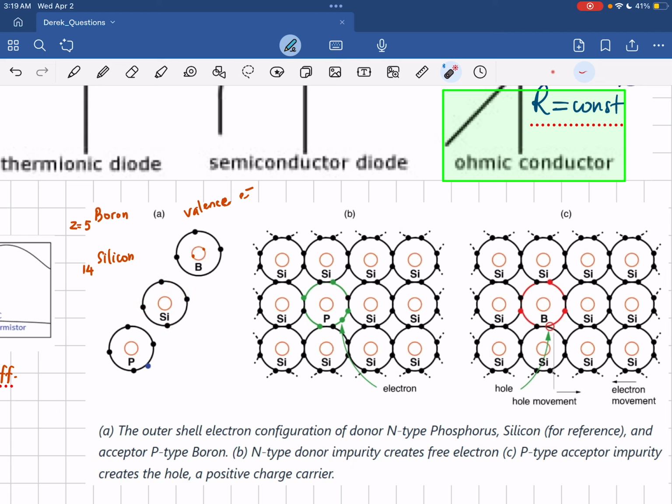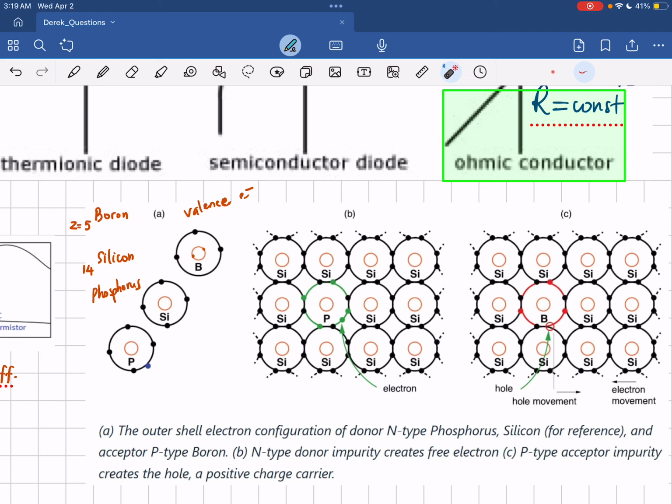And then the last one we need to care about here is phosphorus. Then we have the element P. This is just the inner core, and then outside here, the valence electrons, there are 5 of them. 1, 2, 3, 4, 5. Okay.